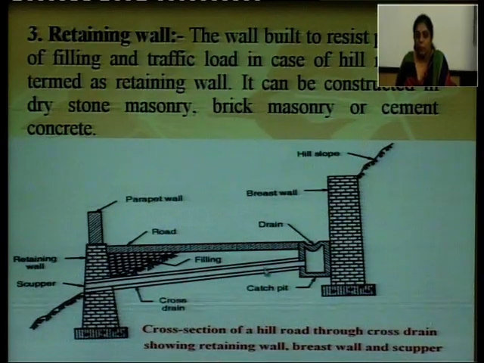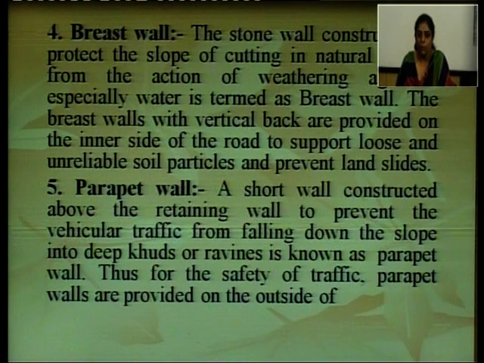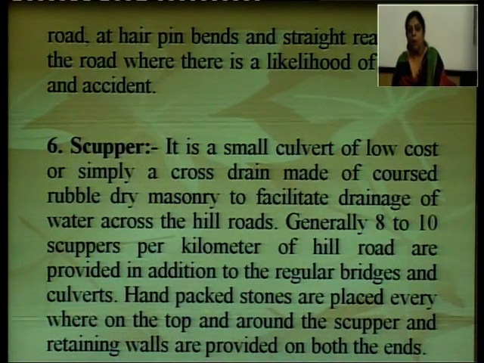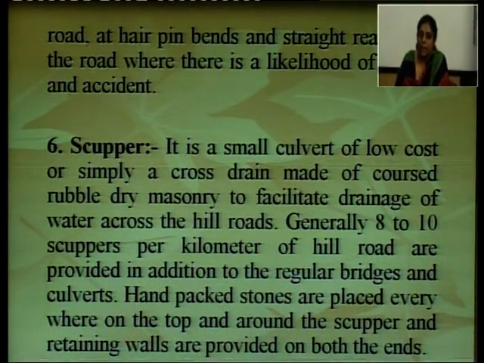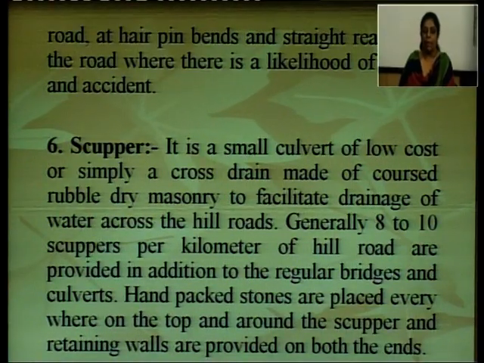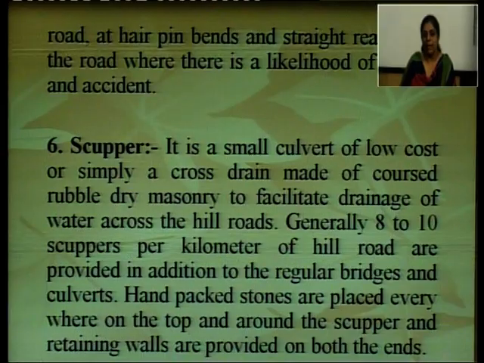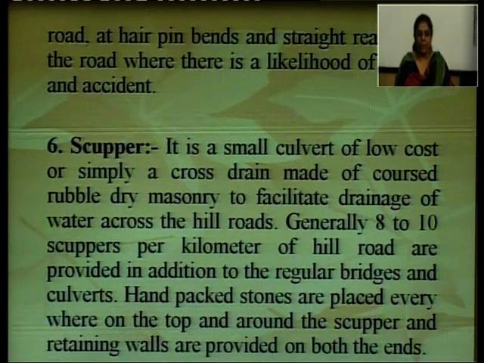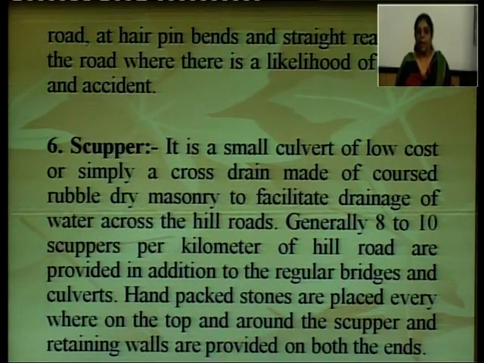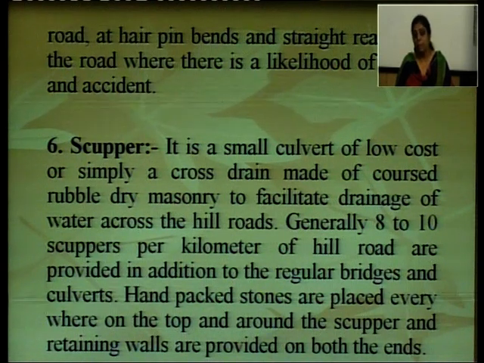So, this is a way in which you can give good drainage arrangement to the hill roads. So, basically scupper is a small culvert of low cost or simply a cross drain made of coarse rubble dry masonry to facilitate drainage of water across the hill roads. Generally 8 to 10 scuppers per kilometer of hill roads are provided in addition to regular bridges and culverts. So, 8 to 10 scuppers per kilometer.